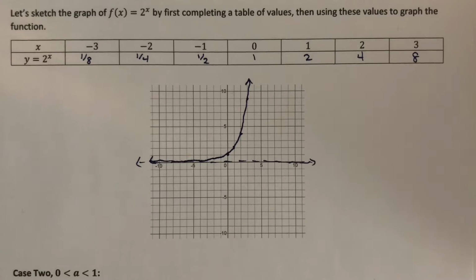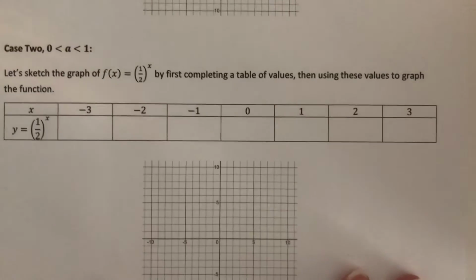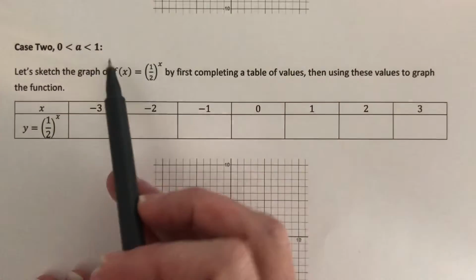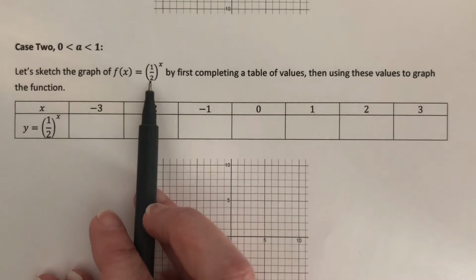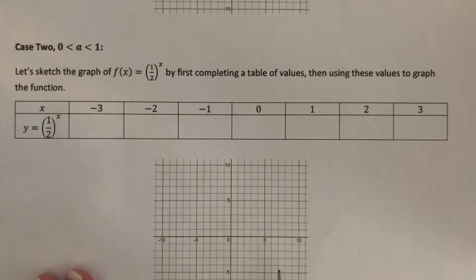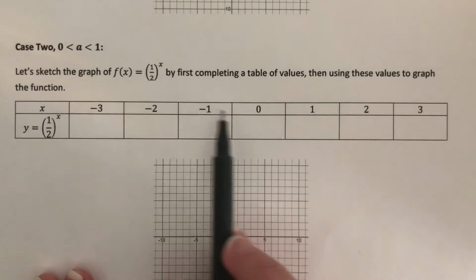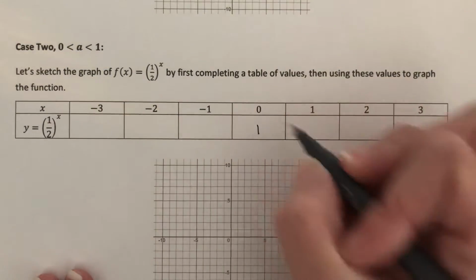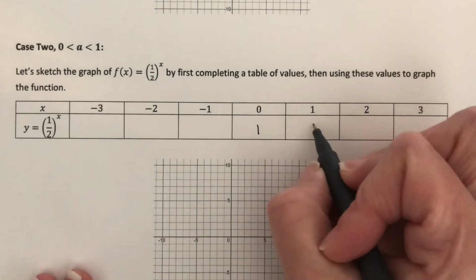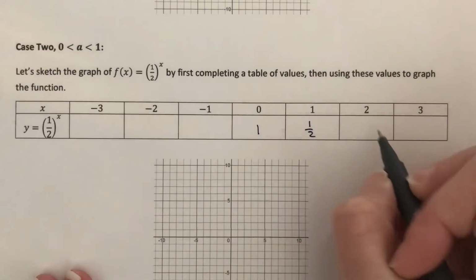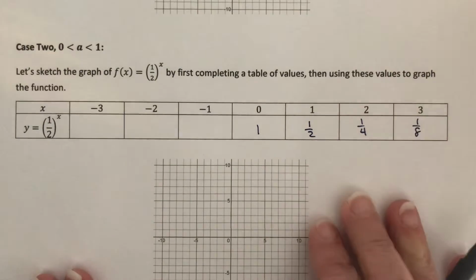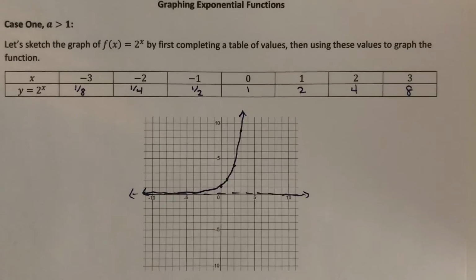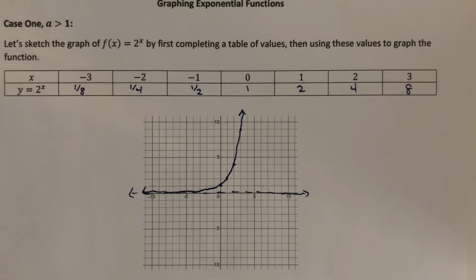Okay. Now let's look at the case where we have a fraction, something between 0 and 1 as your base. So I do 1/2 to the x power. Well, 1/2 to the 0 power is 1. 1/2 to the first power is 1/2. Squared is 1/4. Cubed is 1/8. And you can see that we're basically going in the opposite direction as to what we have up here.